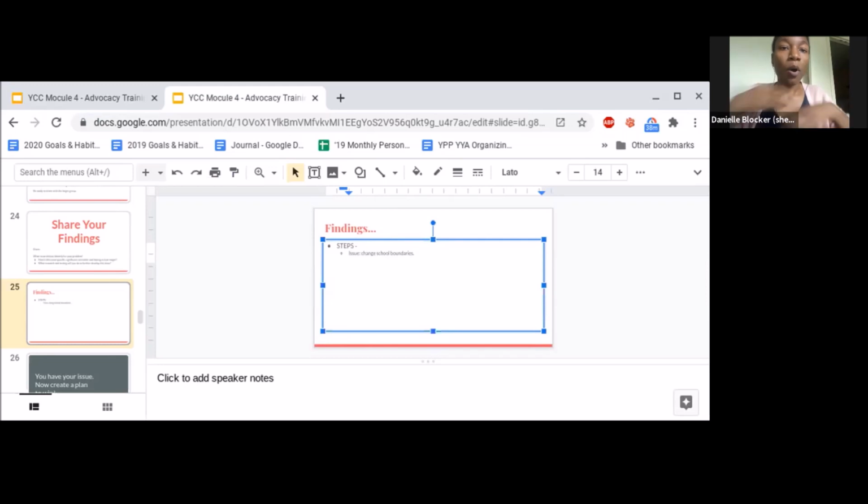Perfect. And so what does the bigger group think? Do we think it's a good issue? If so, type a thumbs up in the chat or say good issue. Interesting. So we have a few people saying good issue. And there were some thumbs up as well, Danielle. Ah, I can't see them.